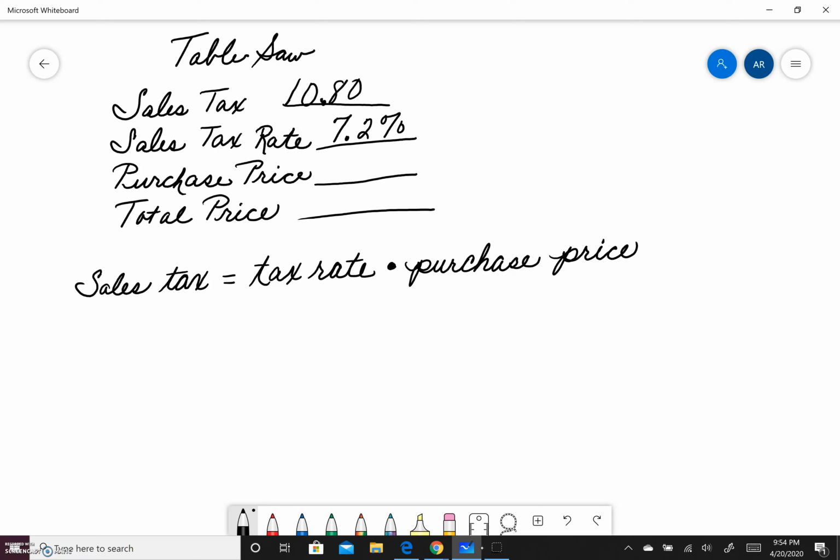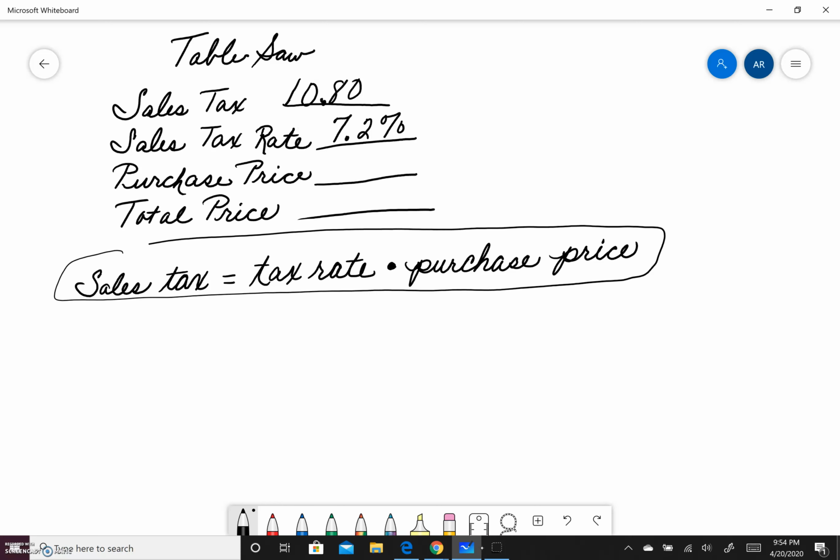the purchase price or the total price, but I'm going to start working with this equation first, and this is from my sheet. So the sales tax, I see that's $10.80, is equal to, and then I have a tax rate, which is 7.2%. And then I'm going to multiply that by my purchase price, which I don't know. So that's my unknown. That's my first unknown value. So before I can start solving for x, I need to convert this 7.2% to decimal form. Remember, to do that, just multiply it by 0.01.